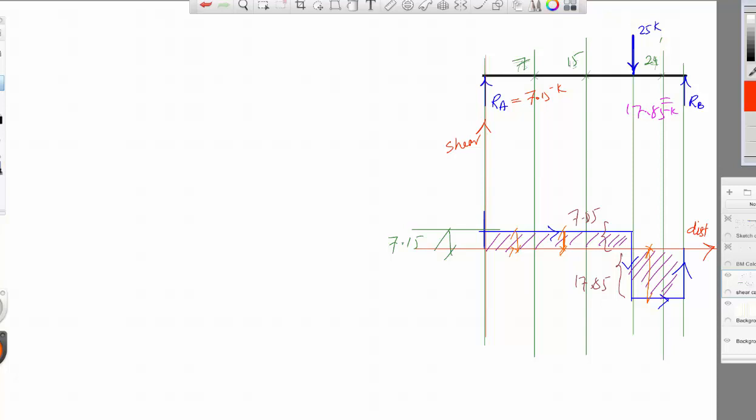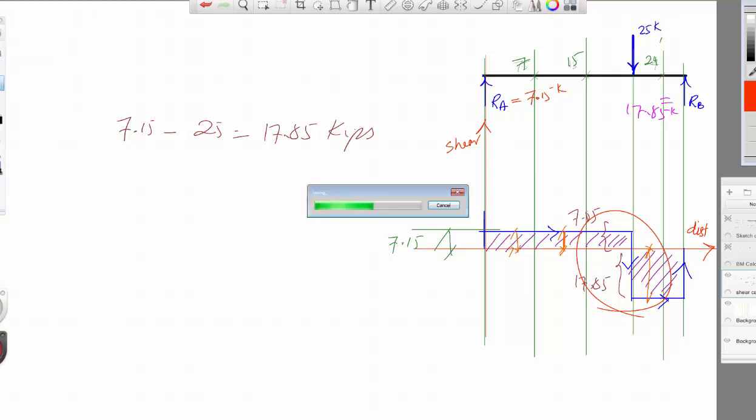So this is how we calculate the shear force. In this case it is straightforward, so we don't need to do much calculation. The only calculation we'll do is at this point, which is, you say 7.15 minus 25, and this is equal to 17.85. Of course we are measuring in millimeters maybe, so this will be kips. That's what we got.